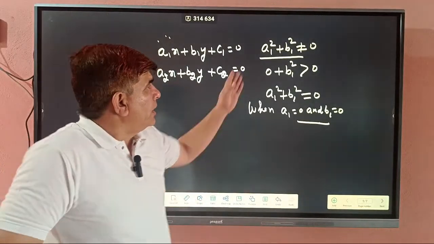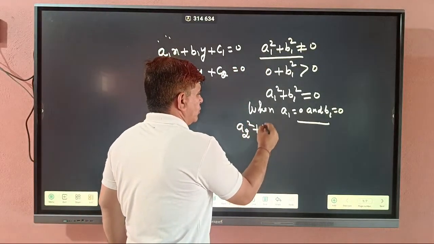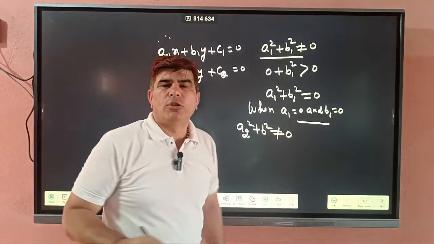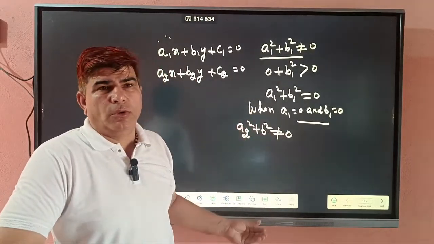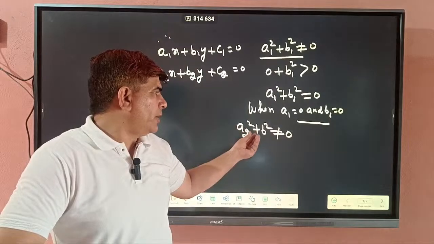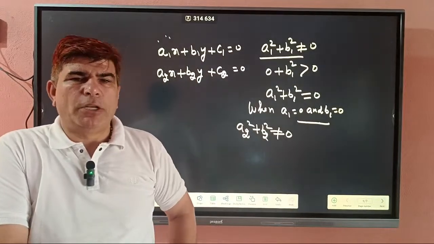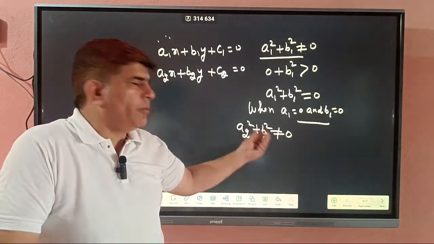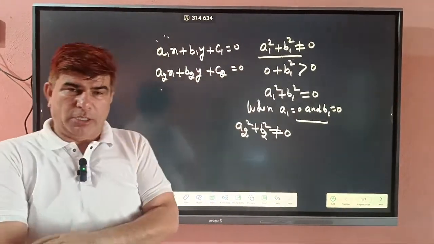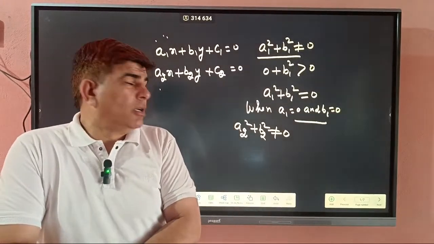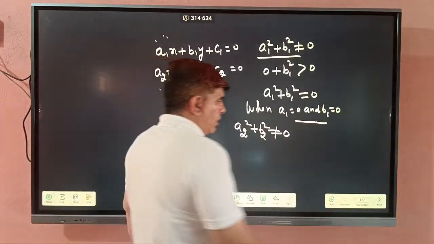That's why I said this, and in the second condition, a2 square plus b2 square is not equal to 0. That's why I have written this. It becomes equal to 0 only when a2 and b2 both become 0. Otherwise it does not become 0. If a2 and b2 become 0, then c2 is also a constant quantity, so it is not a linear equation in that case. So understood this, I think. Now we can start.